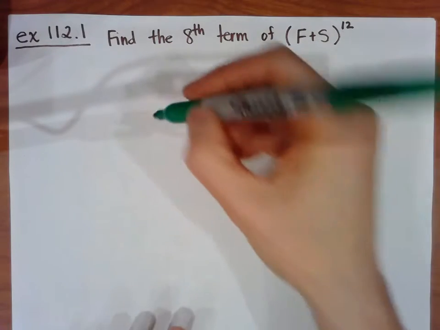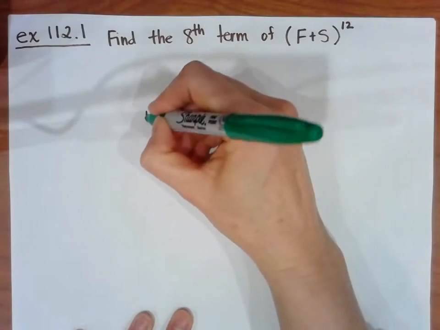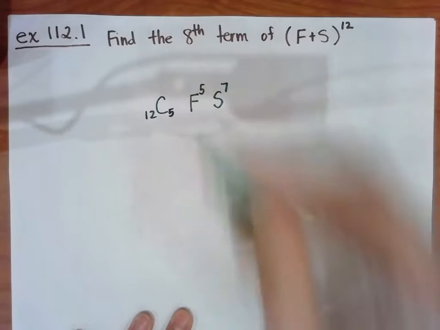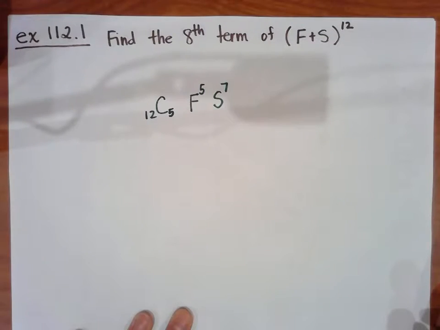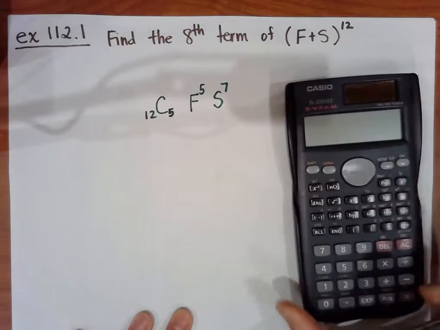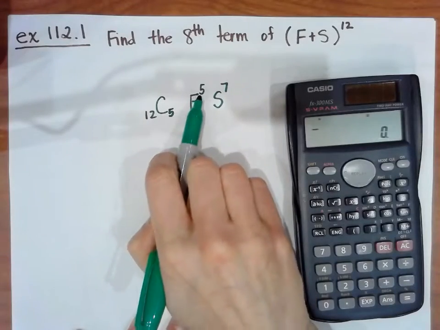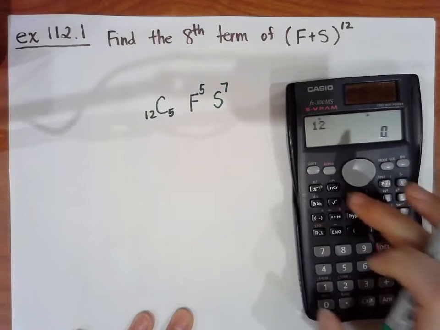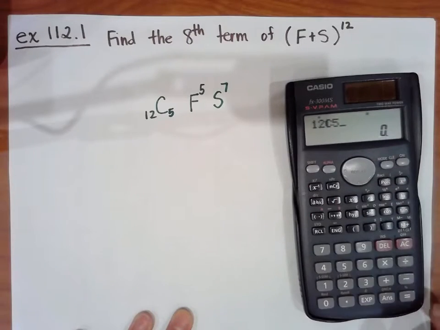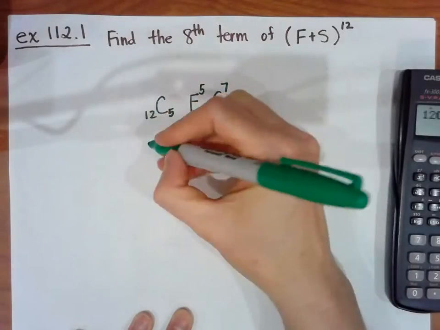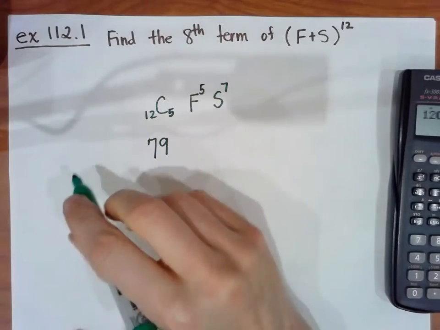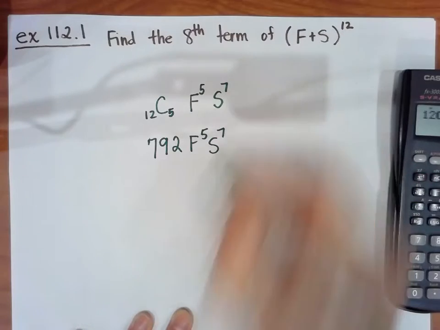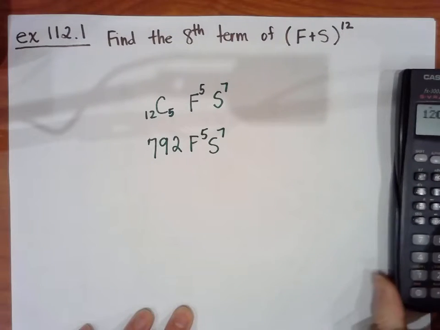The coefficient in front of that is 12 choose, and then you can put 5 in there. Or you can put 7, it doesn't matter which one. They are the same thing. I just usually like to put the first one. So we're going to put 12 choose 5 in there, and we get 792. F to the 5th, s to the 7th will be our 8th term.